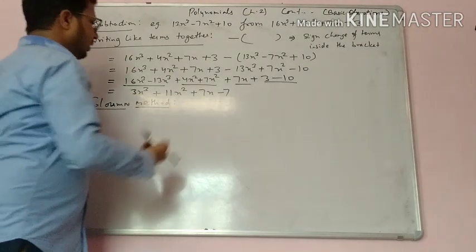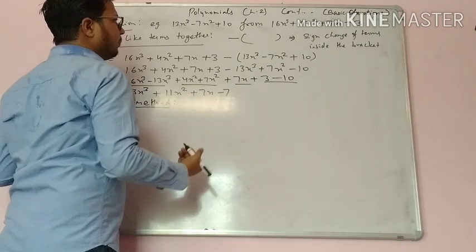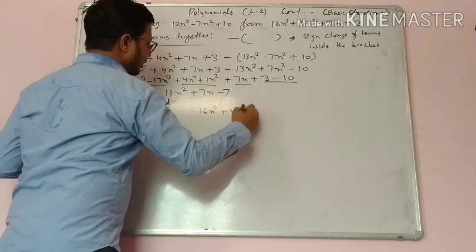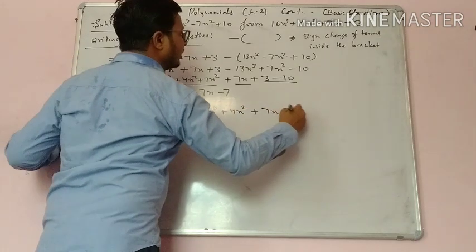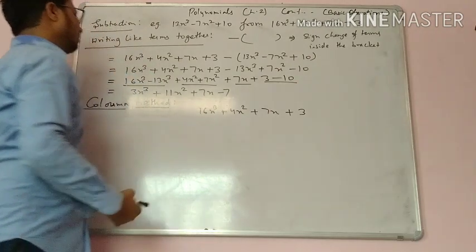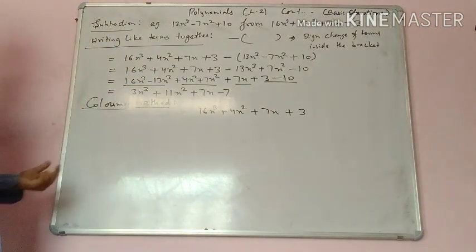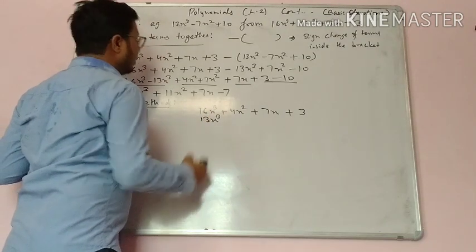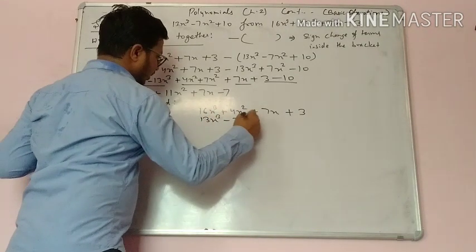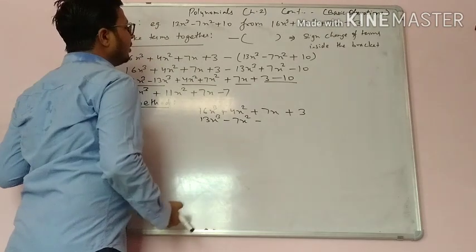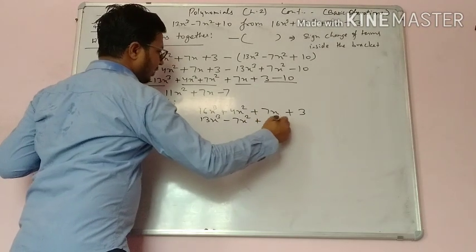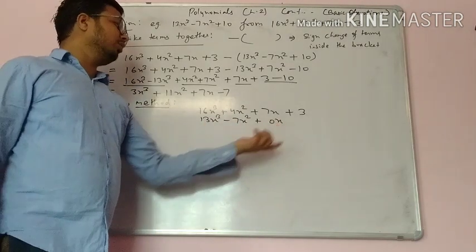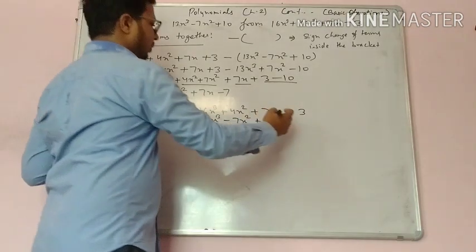Now see that from which we have to subtract, first we will write that 16x cube plus 4x square plus 7x plus 3. After that we will write which we are subtracting, that is 13x cube minus 7x square plus 0x. If not given, then you can write with 0, no issue in that, or you can leave blank also, plus 10.